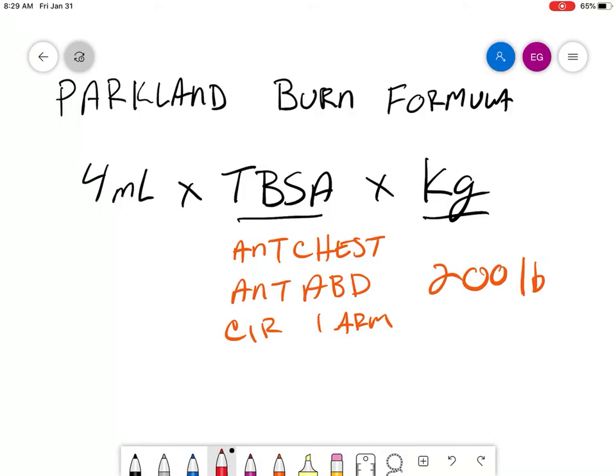Alright, so we know that anterior chest is 9, anterior abdomen is 9, and the circumferential arm is also 9. That gives us a total body surface area burned of 27%. For our weight of 200 pounds, we're going to divide that by 2.2, or we can divide it in half and take 10%. So half of 200 is 100, and 10% less makes that 90. Or if you did it the other way and divided by 2.2, your answer is going to come out to 90.9, but for our intents and purposes today, 90 will work.